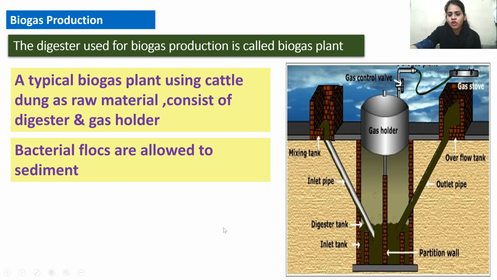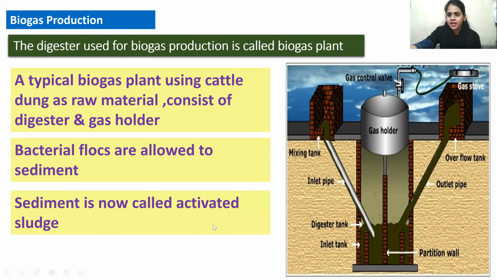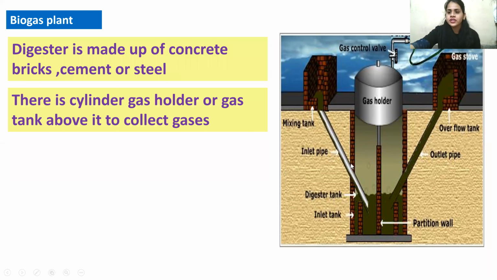Okay, so bacterial flocks are allowed to sediment, and now the sediment is called activated sludge. We will be talking about the production of biogas in detail in the subsequent slides. So now this digester, can you see the digester? What is it exactly made of? It is made up of concrete bricks. Can you see over here? It's made up of concrete bricks, cement, or it is made up of steel. There is a cylinder gas holder, which you can see here, or you can call it a gas tank also, which collects the gas, see, like this.